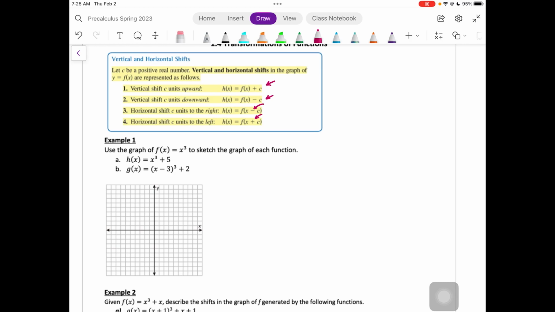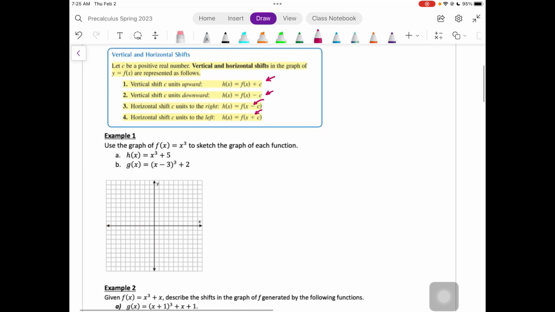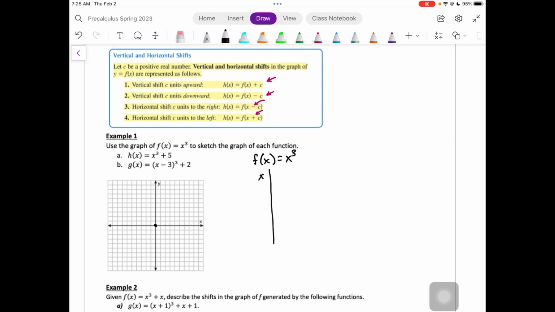All right, so let's take a look at that. For example 1, we're going to use the graph of f of x equals x cubed. We know that we have 0, 0, and you can make a table of values if you want to create that parent function. That's what this is called, the parent function. So your x values and your y values. If we plug in 0, we get 0. If you plug in 1, you get 1. If you plug in 2, you get 8. If we plug in -1, we get -1. If we plug in -2, we get -8.